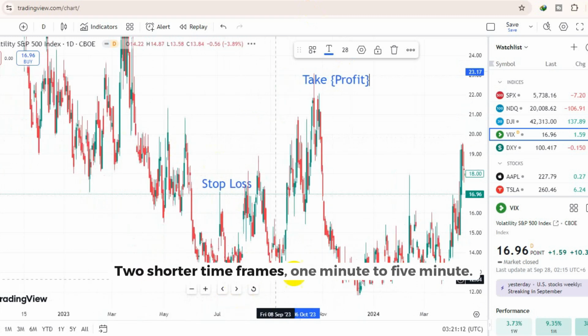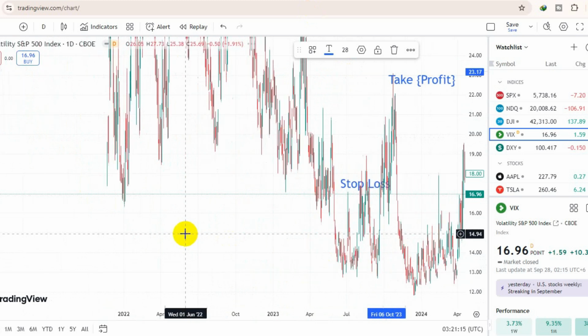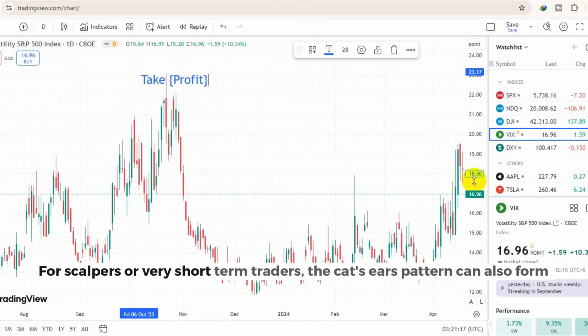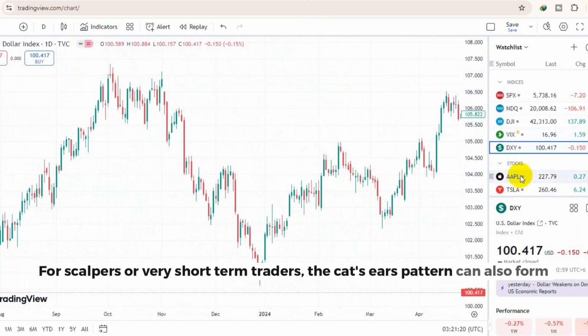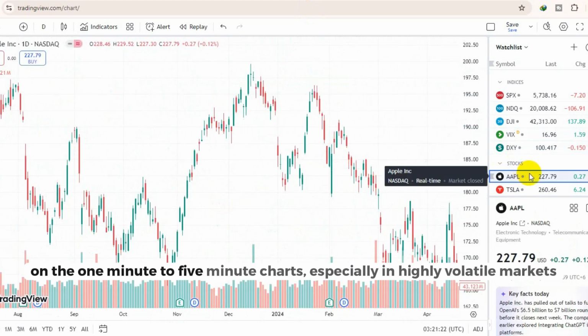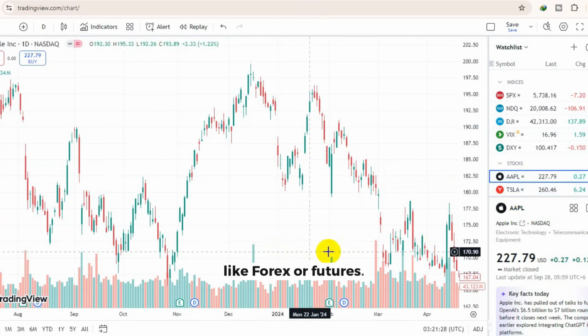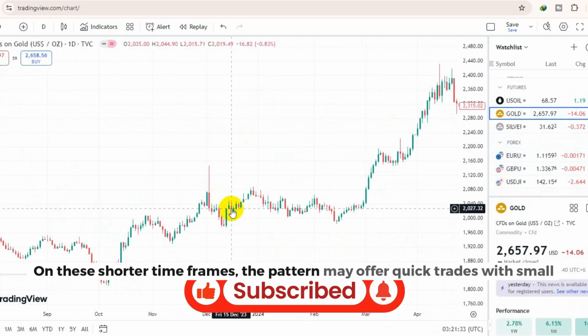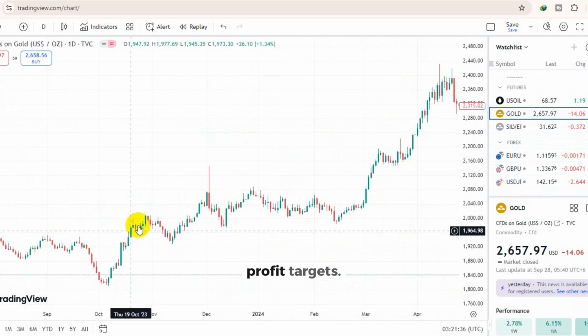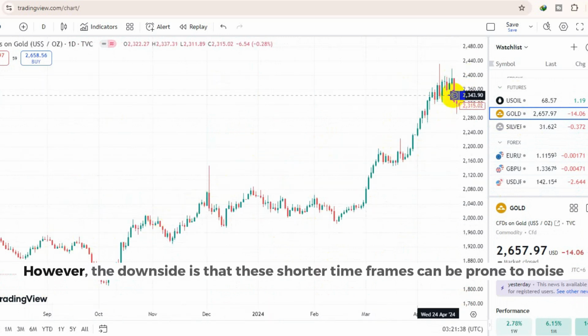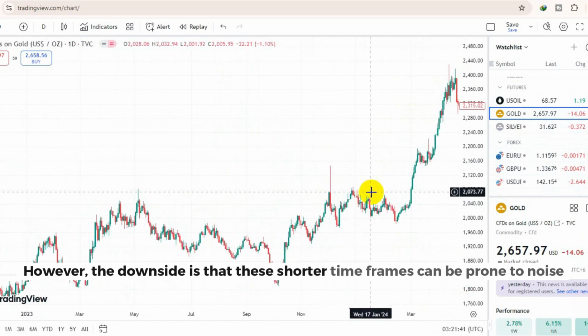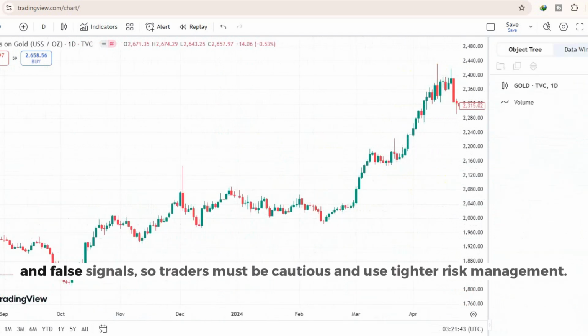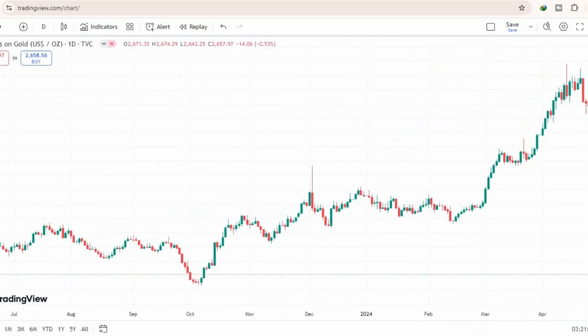2. Shorter time frames, 1 minute to 5 minute. For scalpers or very short-term traders, the cat's ears pattern can also form on the 1 minute to 5 minute charts, especially in highly volatile markets like Forex or futures. Why? On these shorter time frames, the pattern may offer quick trades with small profit targets. However, the downside is that these shorter time frames can be prone to noise and false signals, so traders must be cautious and use tighter risk management.